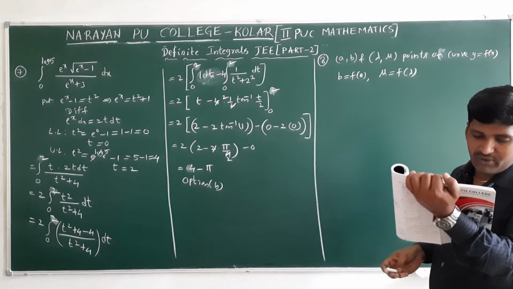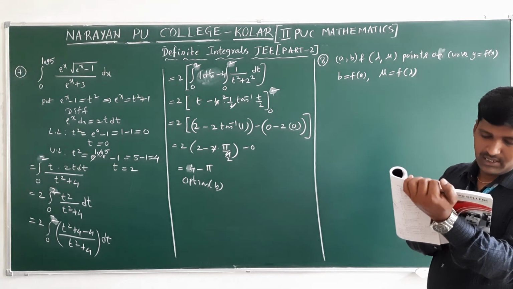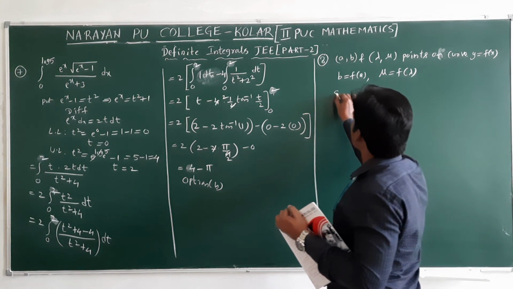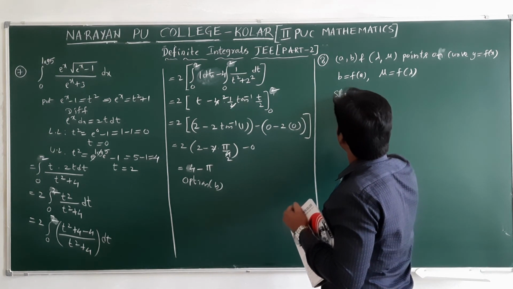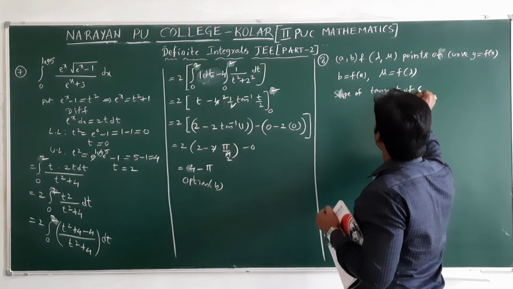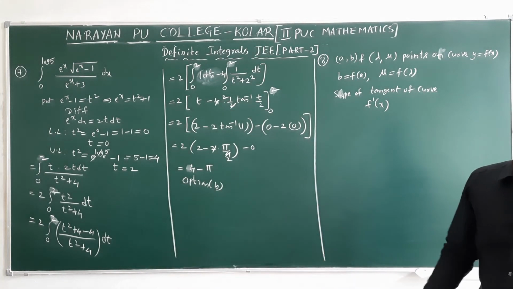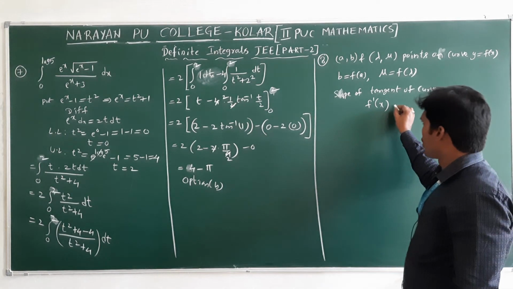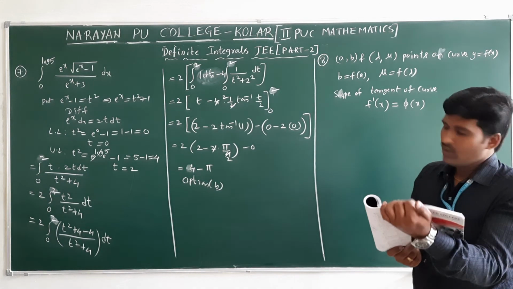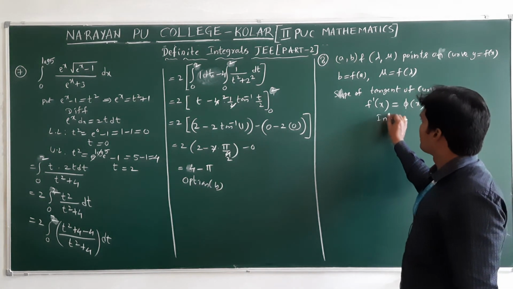Next, the slope of the tangent to the curve at (x, y) be pi of x. Then we need to find the integral from a to lambda of pi of x dx. The slope of the tangent of the curve is generally given by the formula f dash of x. The derivative of the curve at the point we call the slope. This is given as pi of x. Here we need to find the value of the integral a to lambda of pi of x dx. That's why I'll integrate on both sides.